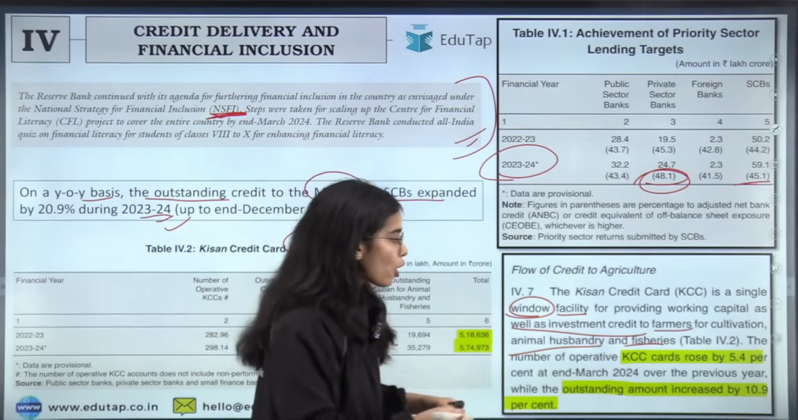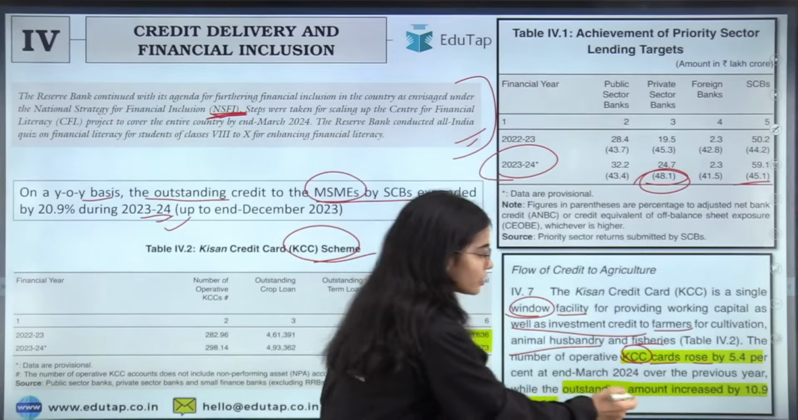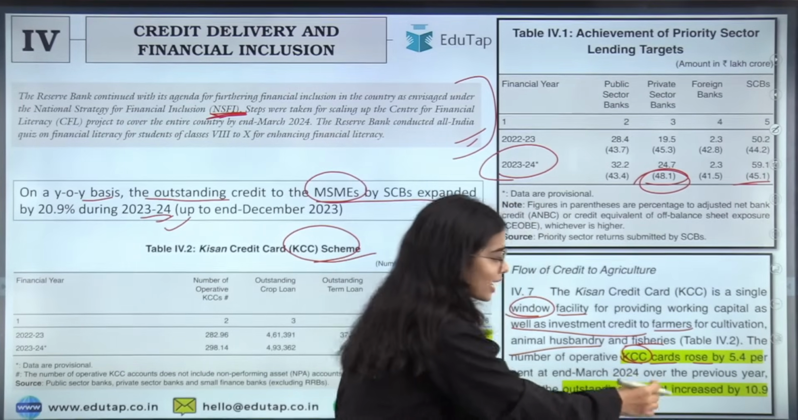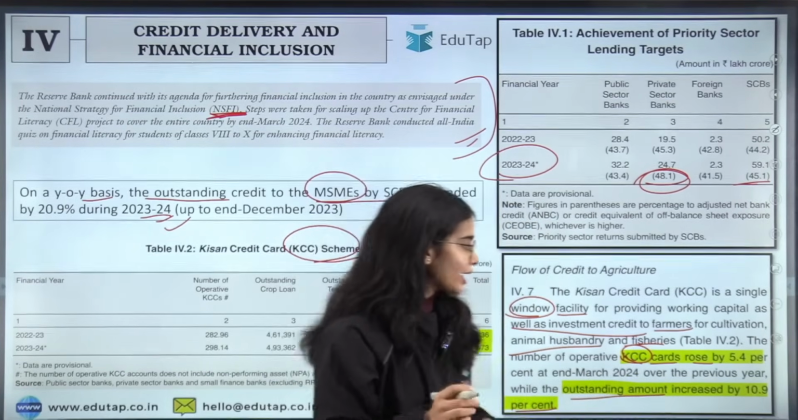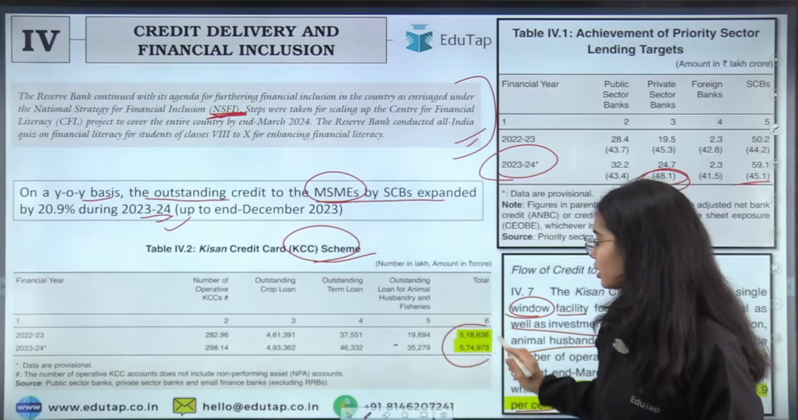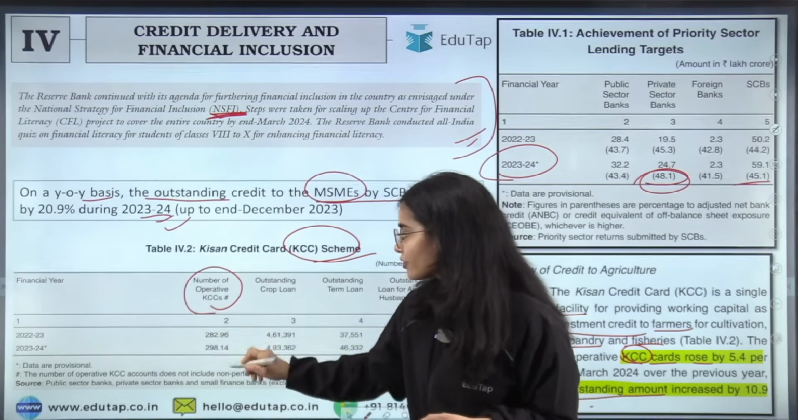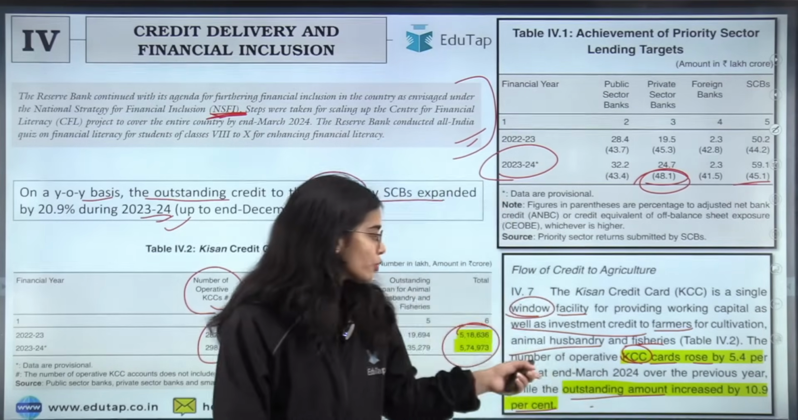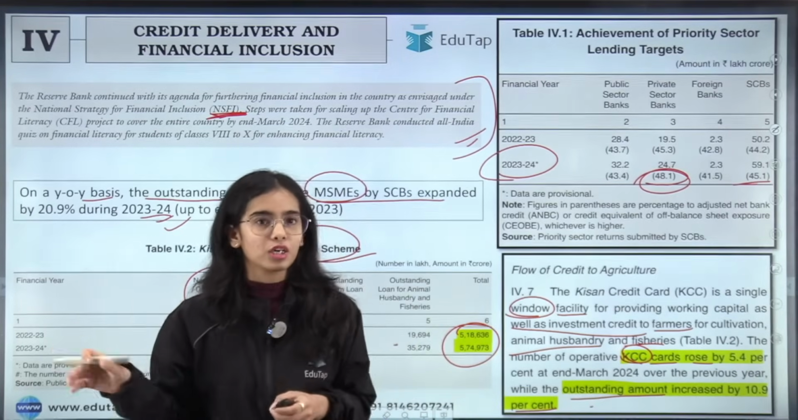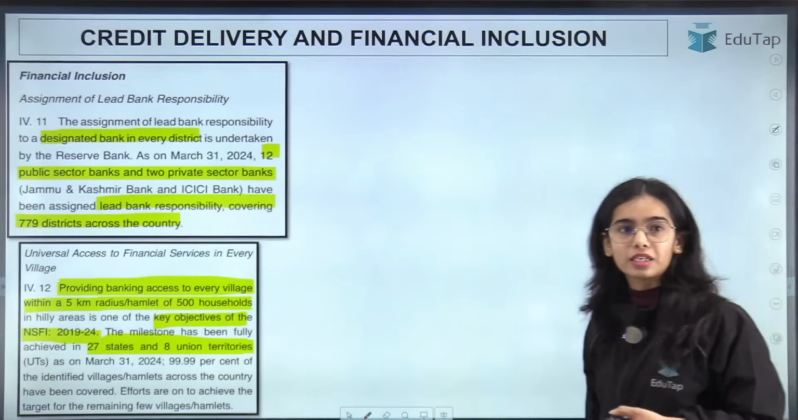The number of operative KCC cards has increased by 5.4% and the outstanding amount has increased by 10.9% as compared to the previous year. So this is all. You can see the data points in the PDF you will get, okay.